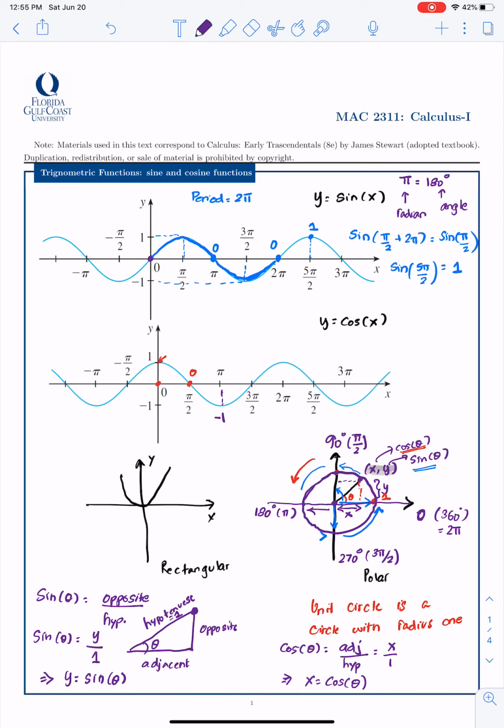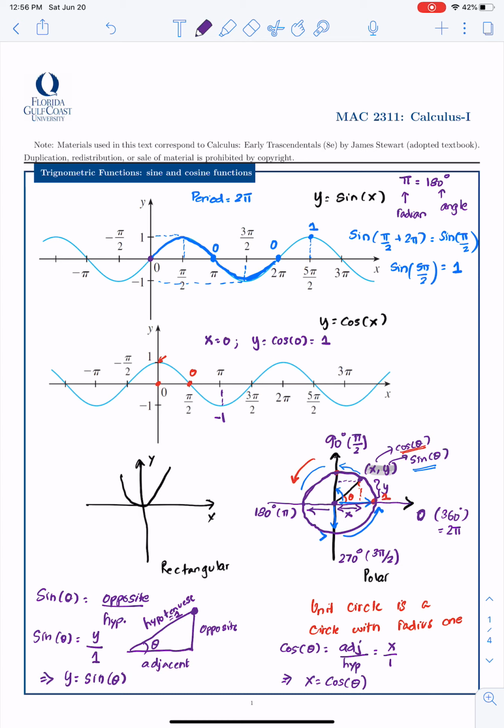Just like the sine function, the cosine function would also have a period of 2 pi. So let's say the value of x is 0. If x is 0, then y equals cosine of 0 must equal 1. That's what we established in that graph.